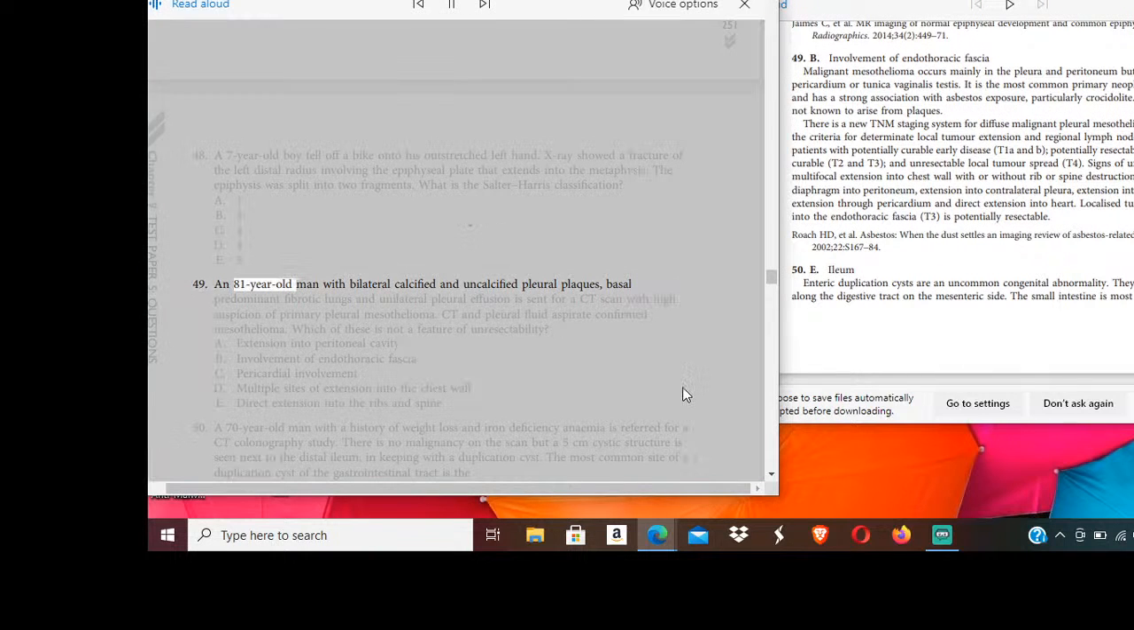49. An 81-year-old man with bilateral calcified and uncalcified pleural plaques, basal predominant fibrotic lungs, and unilateral pleural effusion is sent for a CT scan with high suspicion of primary pleural mesothelioma. CT and pleural fluid aspirate confirmed mesothelioma. Which of these is not a feature of unresectability? A. Extension into peritoneal cavity. B. Involvement of endothoracic fascia. C. Pericardial involvement. D. Multiple sites of extension into the chest wall. E. Direct extension into the ribs and spine.